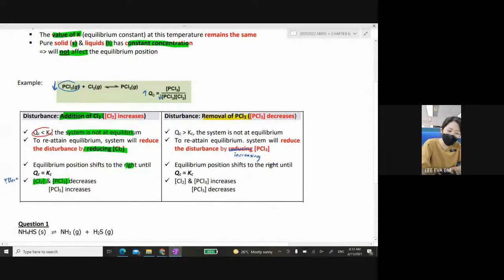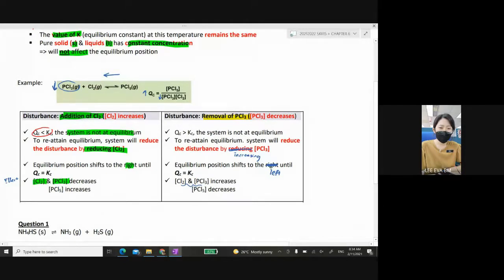Therefore, if this is our aim, we want to increase back the concentration. So which direction will it shift? Towards the left hand side. So please do the corrections over here. Reduce the disturbance by increasing PCl3. The equilibrium position shifts to the left until QC equals Kc. So the effect after the shift, concentrations of your reactant will increase since the reaction is now proceeding to the left hand side. So you're producing more reactant and reducing the concentration of product.